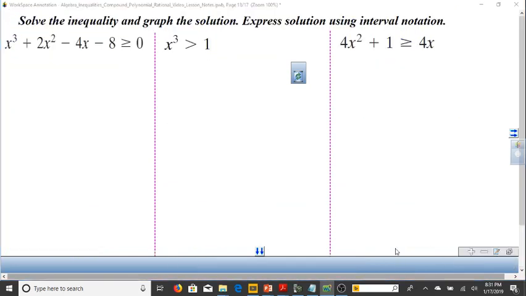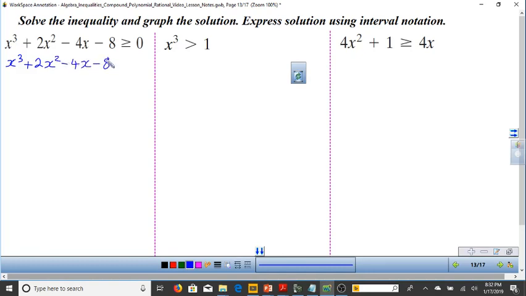Let's try 3 more. Now these are special ones which I've chosen. These involve some work. This one looks a little tedious, but it's not quite. We're going to solve the corresponding equation, and we can actually solve this one by factoring by grouping. We can group each pair. And remember, we're solving the corresponding equation to find the markers to plot on the number line. So I factor out x squared from this first pair, and I get x plus 2. And I factor out negative 4 from the second pair, and I get x plus 2.